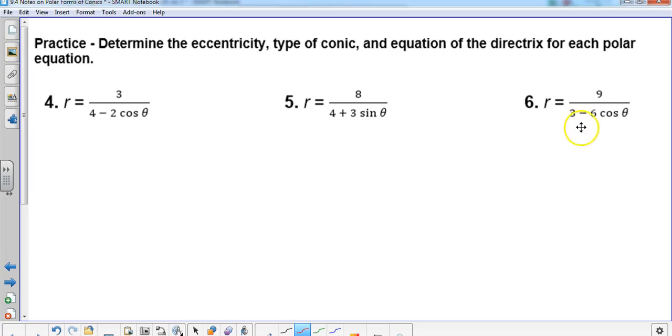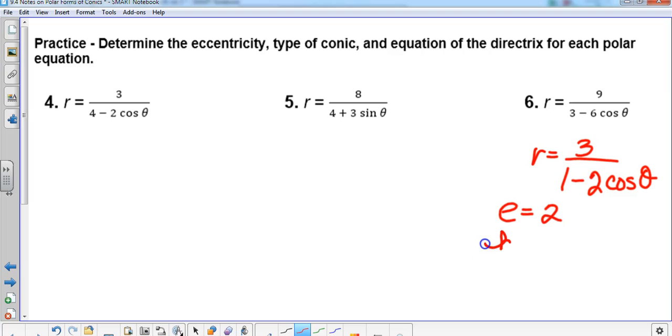Number 6? Okay, what do we need to do to everything here? Divide by 3 or take 1/3. So 9 divided by 3 will be 3 on the top. 3 divided by 3 will be 1. 6 divided by 3 will be 2. So the eccentricity is 2, which is a hyperbola.